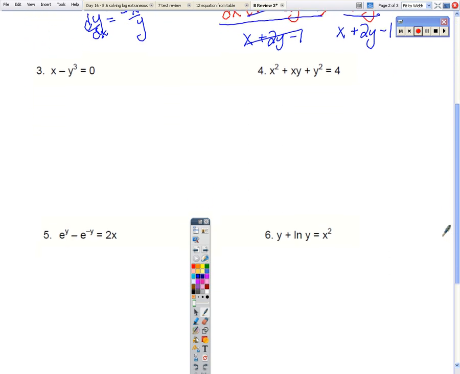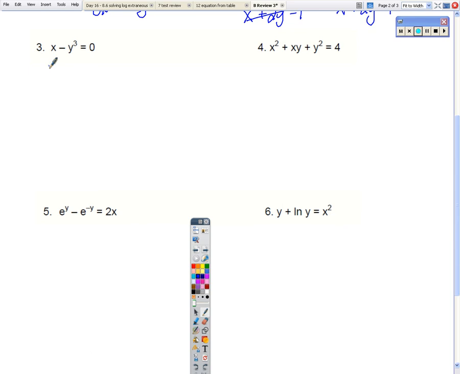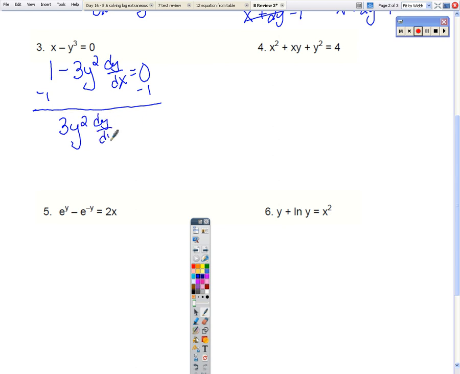So we're going to repeat that process for 3 and 4. And I want to get the dy/dx by itself, so I'm going to subtract the 1 and divide by 3y squared. So here I divided by 3y squared.